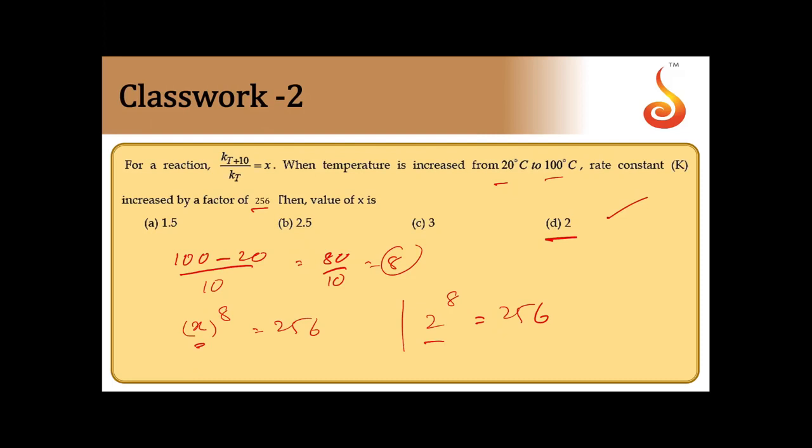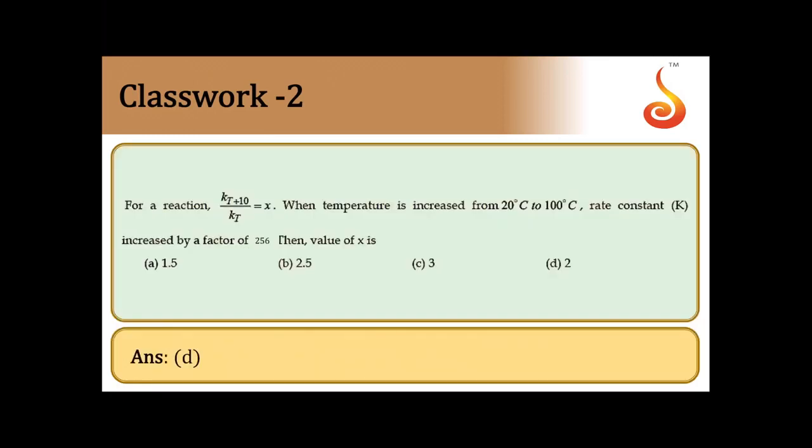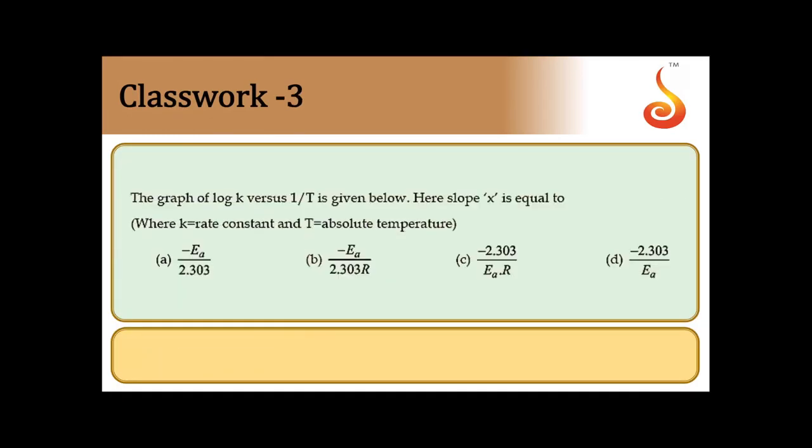So there are 8 tens between 20 and 100 degrees Celsius, that is (100 minus 20) by 10, we got 8. Therefore the rate should increase by x to the power of 8 times. The value is given as 256, and 256 means 2 power 8. Therefore the value of x must be equal to 2. Answer is option D. Next one.